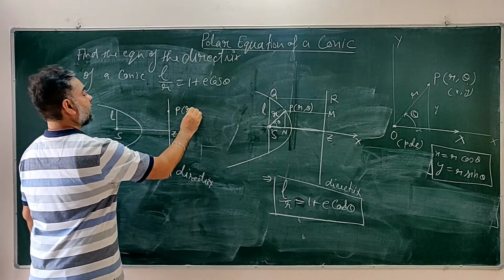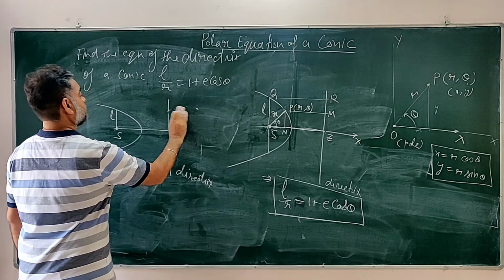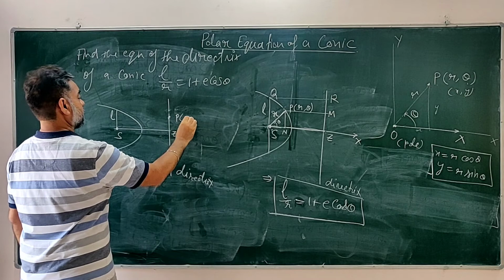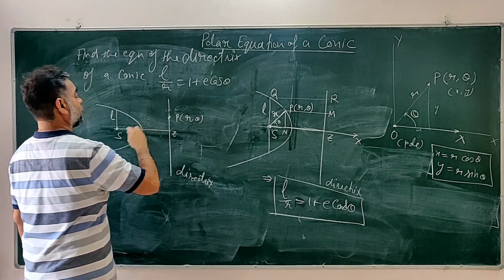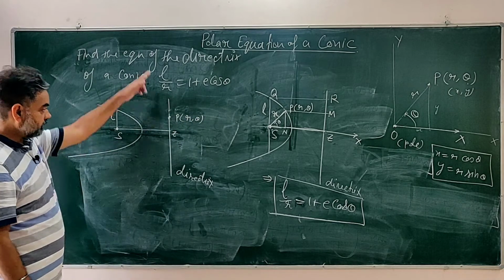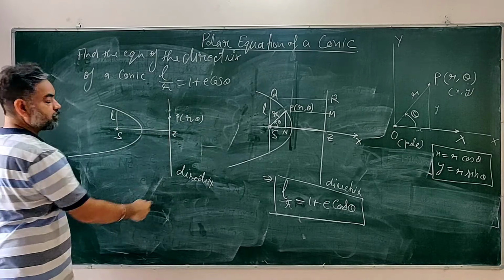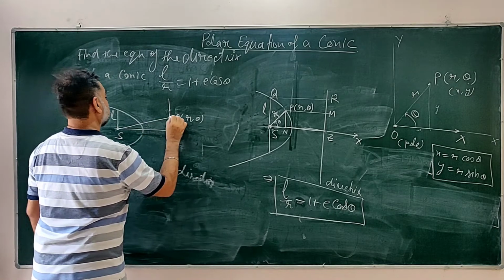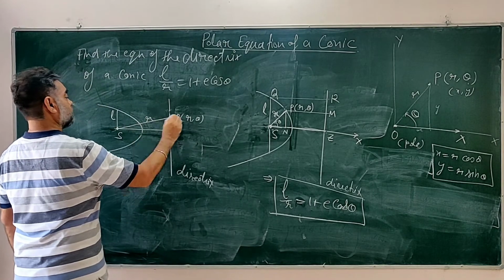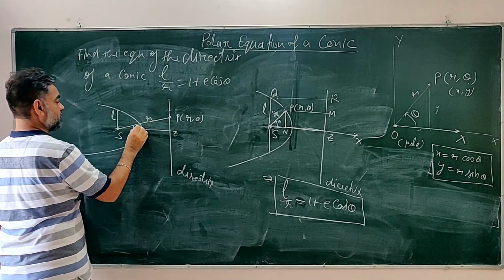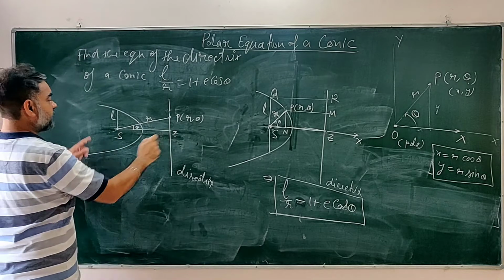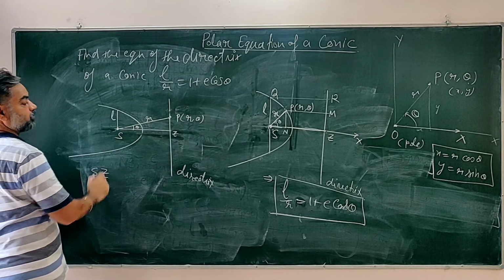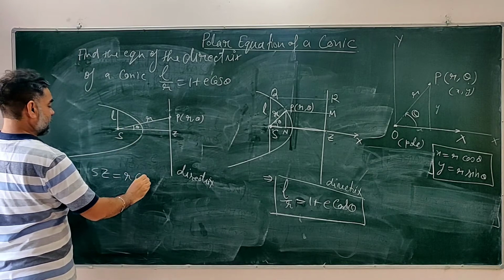Suppose P(r, theta) are the coordinates of any point on this line. So we have to find the equation of this line in polar form. So let P(r, theta) be any point. You join this and this, then you know that this length is r and this angle is theta. So from here you can see that Sz over r is equal to cos theta. So Sz is equal to r cos theta.